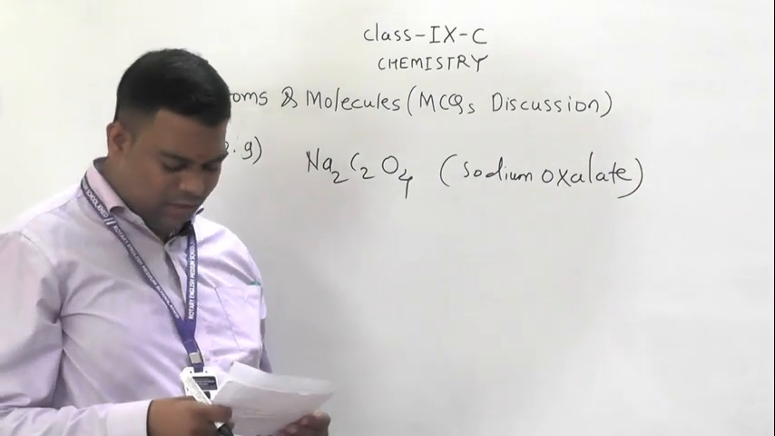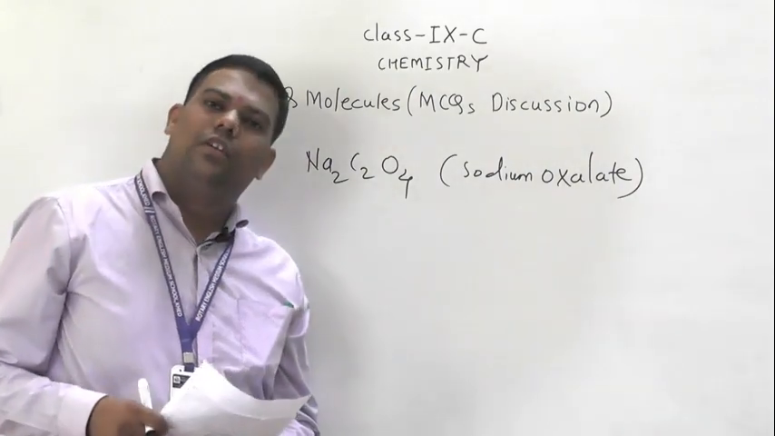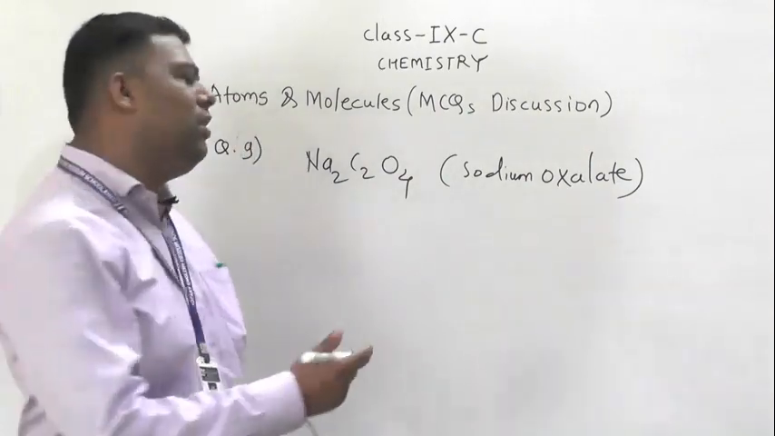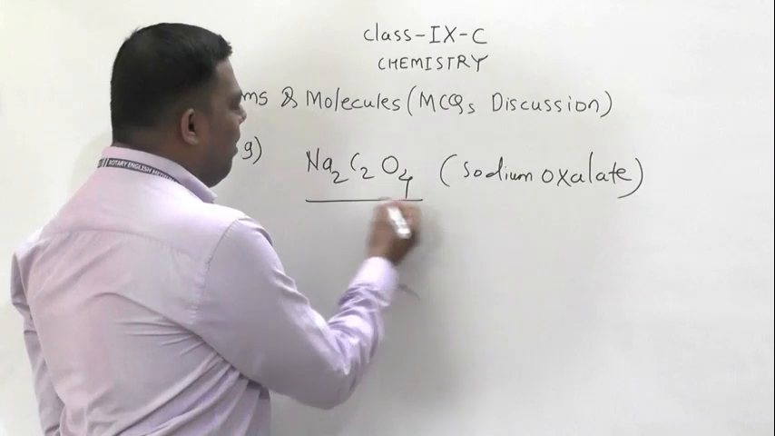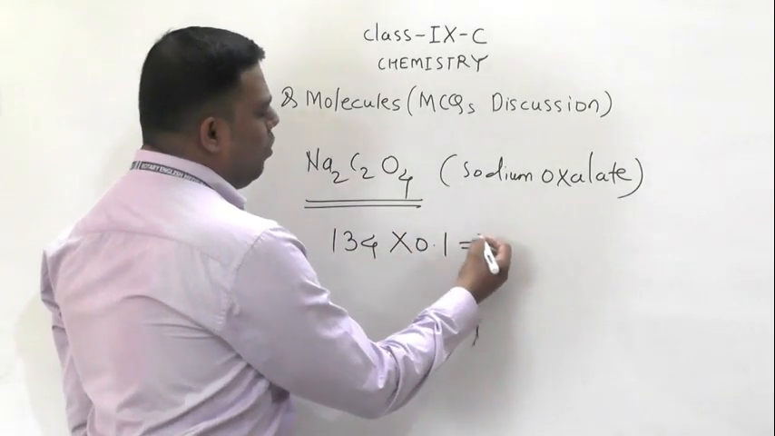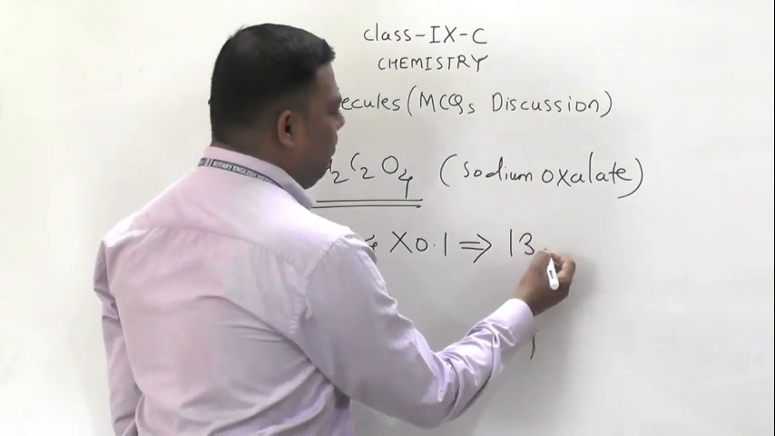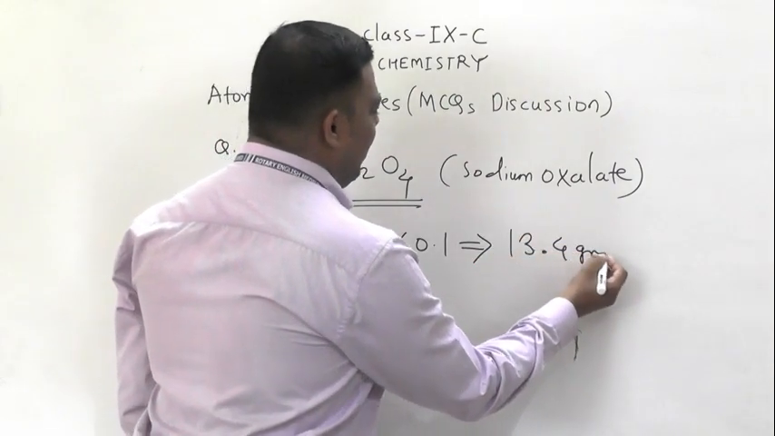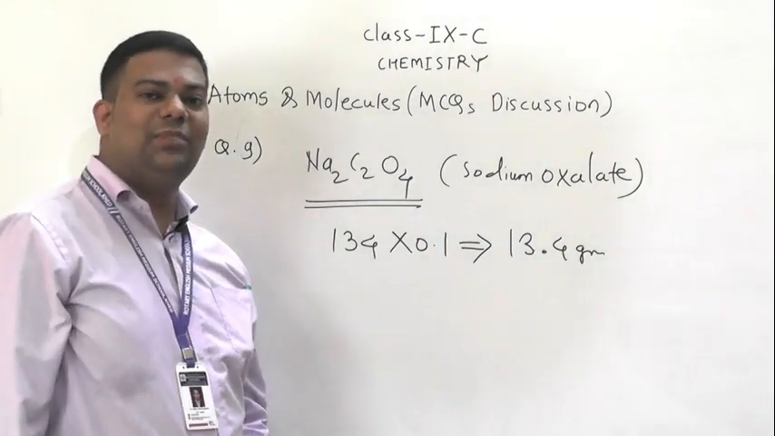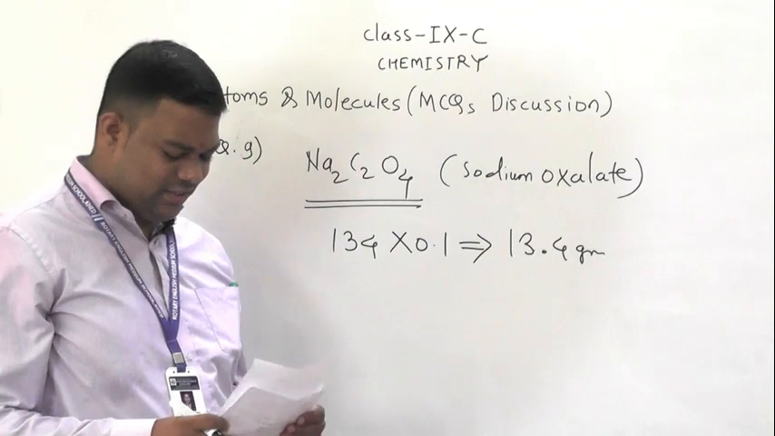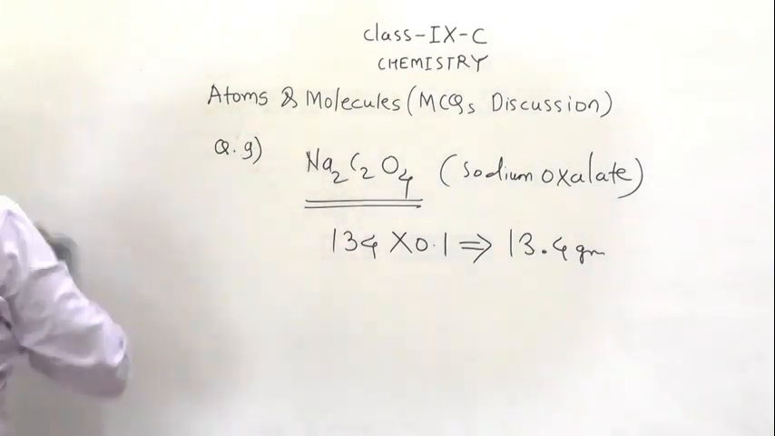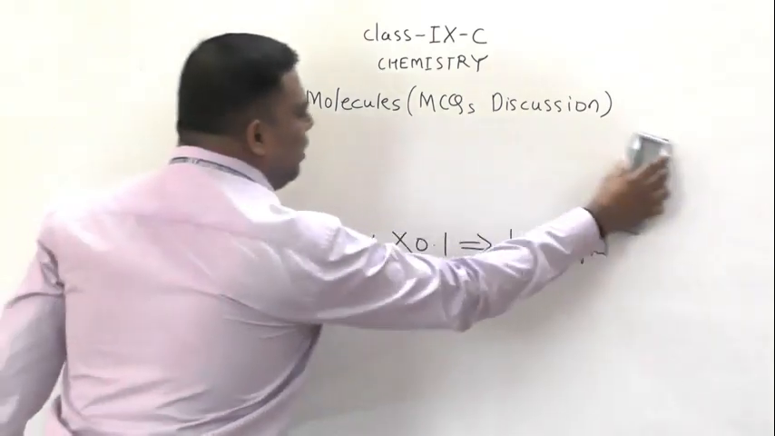After calculating the molar mass, you just multiply by 0.1. The molecular mass of this is 134, so 134 into 0.1. How much do you get? 13.4 grams is the answer. So like that, simple numericals. Next, question number 10 we will discuss here.